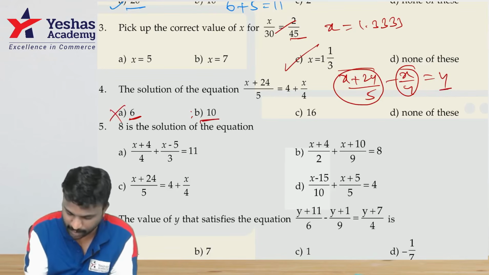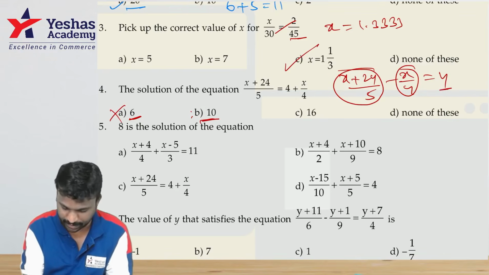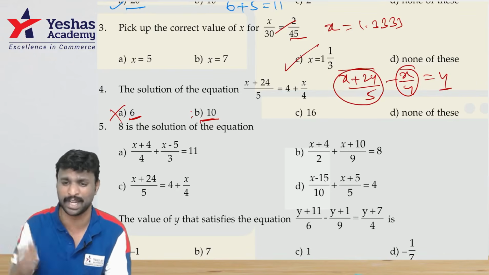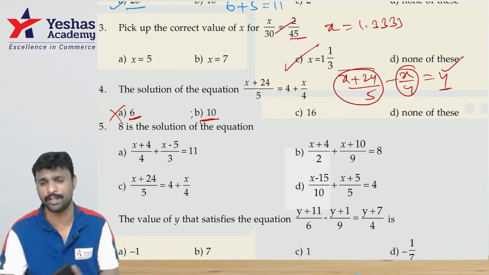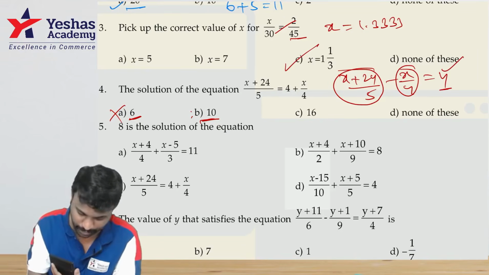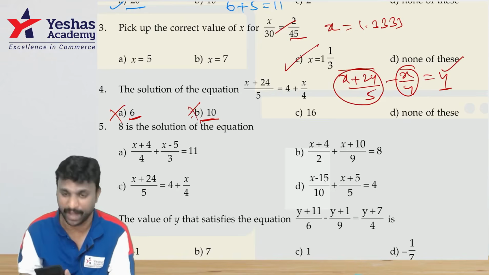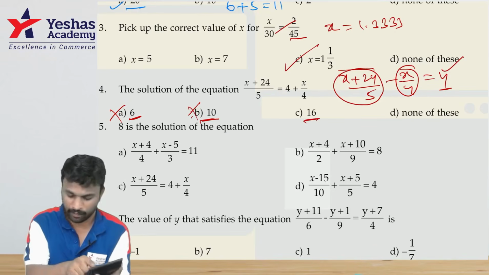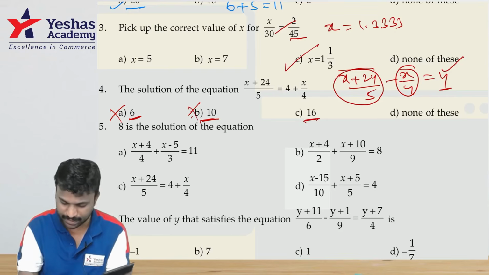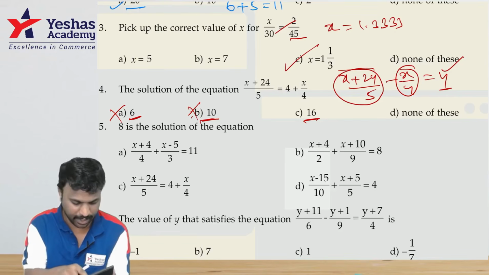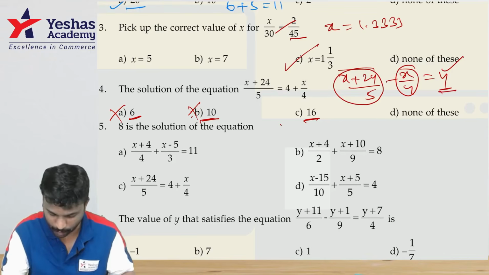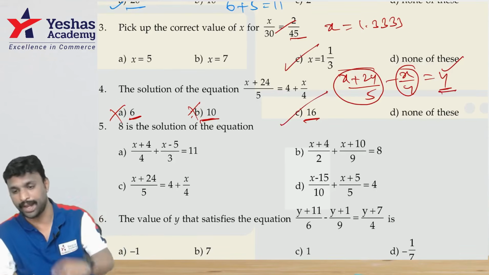Guys, if I hit option B, it is 10 plus 24 is 34. 34 by 5, it's a decimal value. Even 10 by 4, it's a decimal value. But on the right hand side, you have got a whole number. Even option B doesn't satisfy. Guys, if I hit option C, 16 plus 24 is 40. 40 divided by 5, minus 16 divided by 4, that fetches you 4. Therefore, option C itself is the right answer.